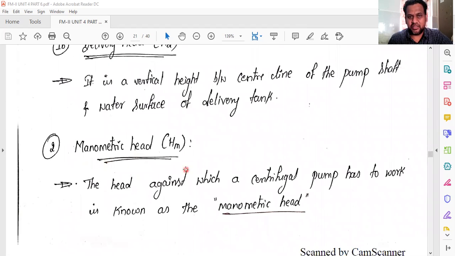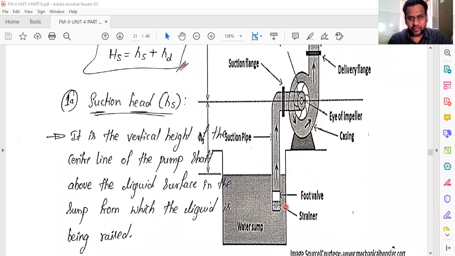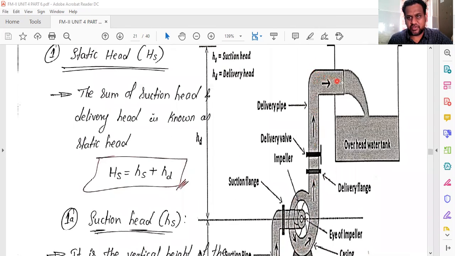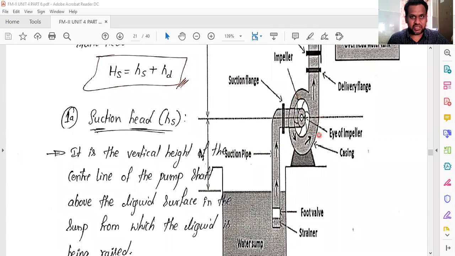Next one is manometric head, that is H suffix M. See, the head against which a centrifugal pump has to work is known as the manometric head. Basically, there are two heads, the suction head and the delivery head. But when the water is sucked from here, it travels to the eye of the impeller, from there to the impeller vanes, from there to the casing, from here to the delivery pipe, and it will finally reach the overhead tank. This is actually what happens. In this journey, obviously there are some losses. Maybe frictional losses, maybe mechanical losses, or any other losses.